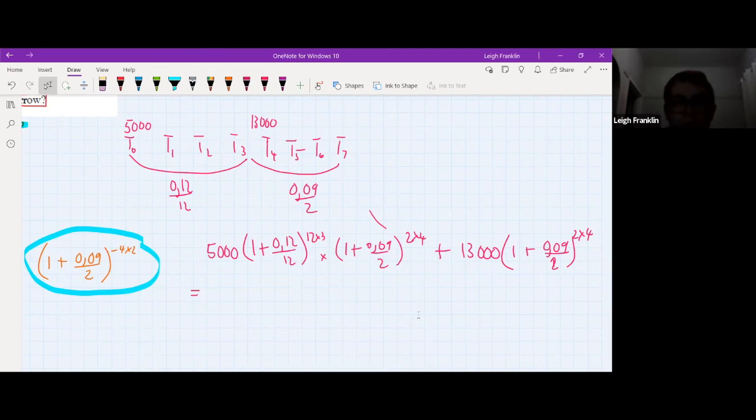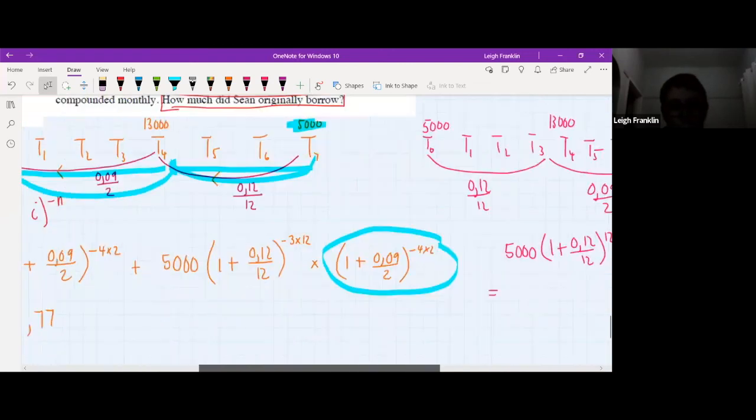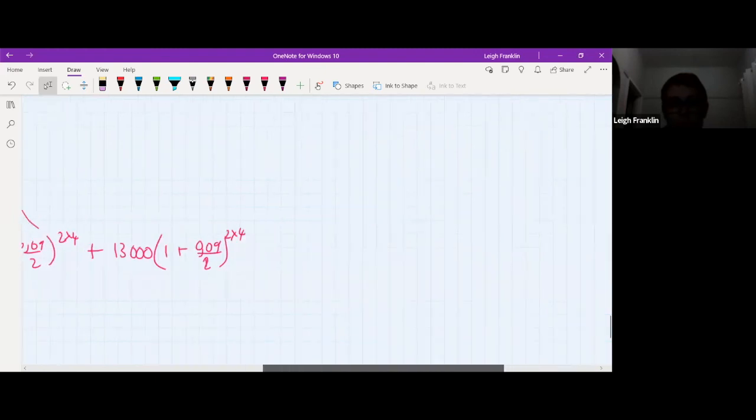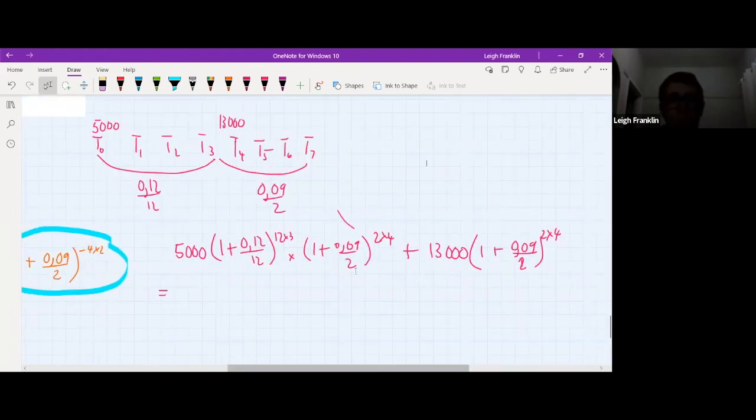Okay, so Hope asks, ma'am, why does the 13,000 not earn interest after the interest rate changed? Maybe it's easier for you to look at it like this, Hope. Look at the pink. This is the process. Imagine now he borrows 5,000 Rand, and then 4 years later he borrows another 13,000.